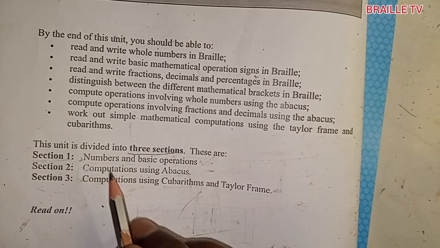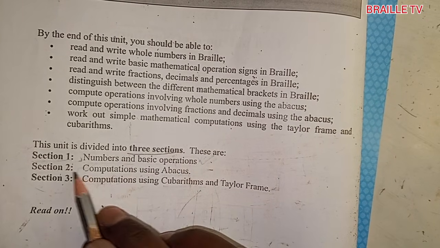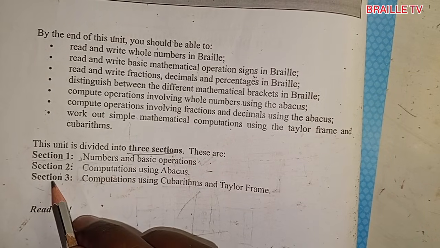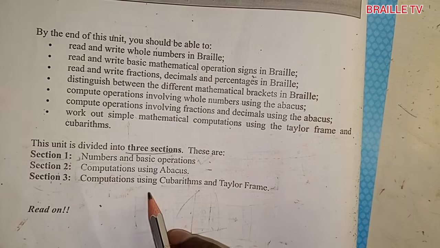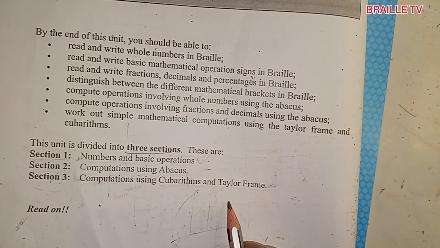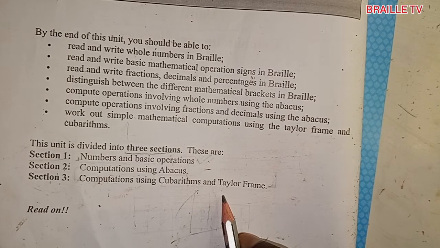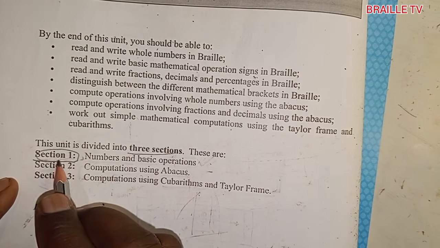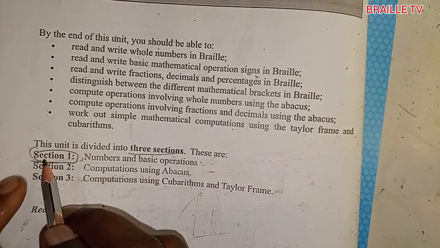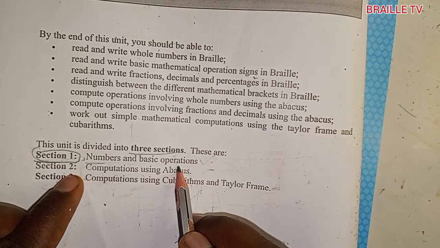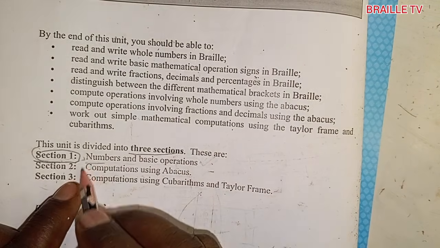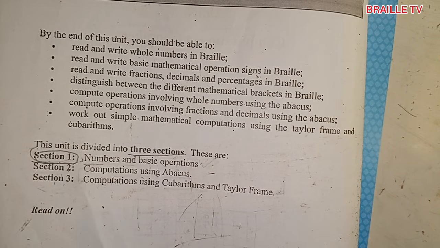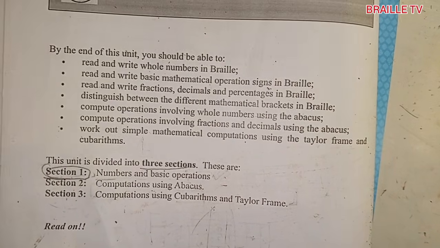Section 1, we are going to look at numbers and basic operations. Section 2, computations using abacus. And section 3, we look at computation using cubarithms and Taylor frames. But we are going to start with section 1, numbers and basic operations. We are going to start with whole numbers in this section 1. This section 1 is also divided into 3.